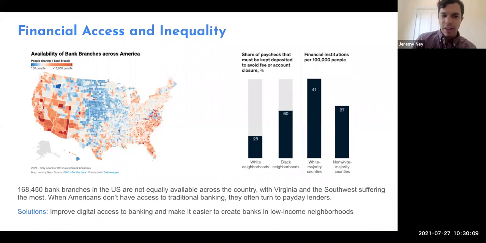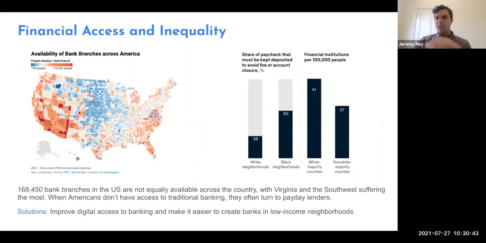So here, this is around financial access and inequality, specifically looking at bank branches. As you'll see, the Southwest in America has some of the poorest access to bank branches in America. This data is taken from 168,450 bank branches that the FDIC, the Federal Deposit Insurance Corporation, tracks. And so this is saying there are very few brick and mortar locations for these folks.